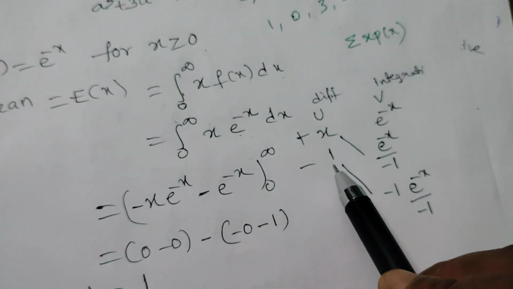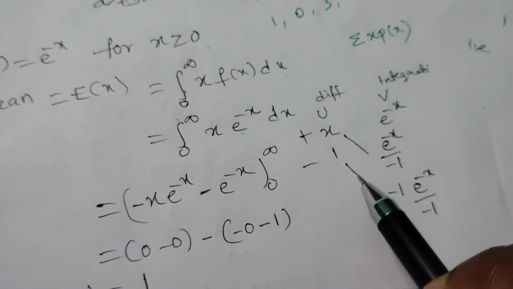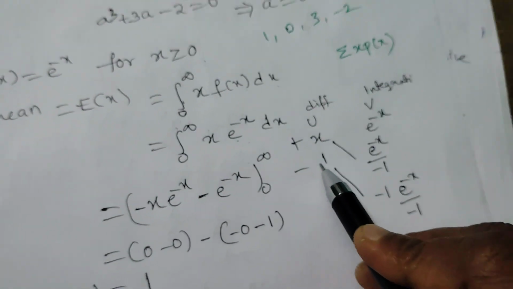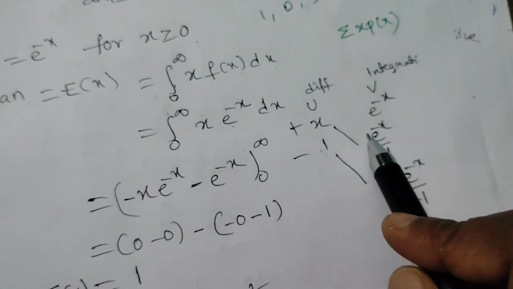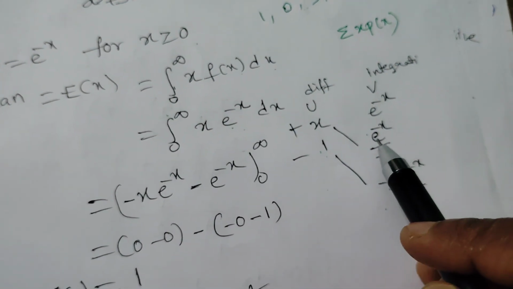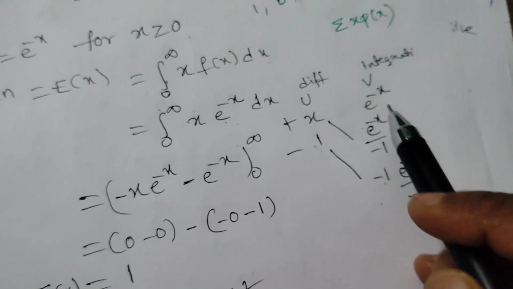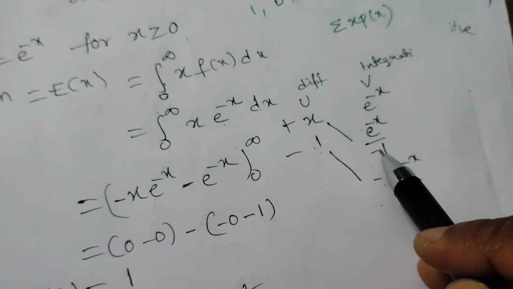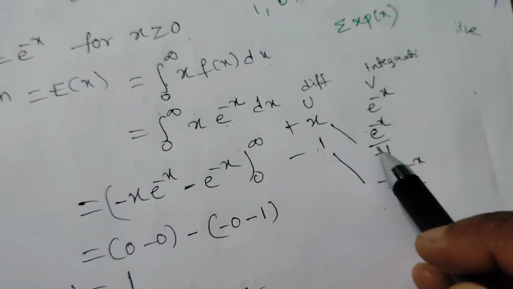The differentiation of x is 1. If we differentiate again, it becomes 0. That's why only one time differentiation. One time differentiation means here we need to do 2 times integration. The integration of e power minus x is e power minus x by minus 1. Why? Because the x coefficient is minus 1, so the denominator is minus 1.